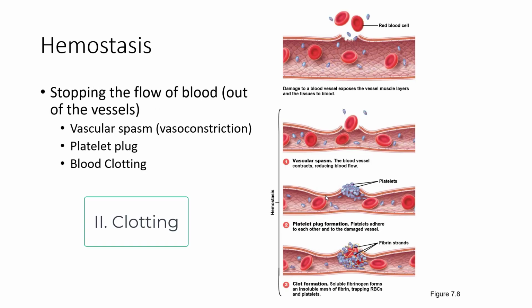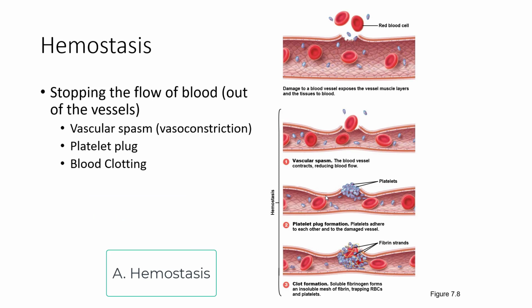Let's talk about clotting. Hemostasis, or blood clotting, is the stopping of the flow of blood, and this happens through several steps. First off, there is a vascular spasm. Smooth muscle that surrounds the arteries or arterioles will constrict, thus reducing the blood flow to the region where there is a cut. Then a plug of platelets will form. This plug of platelets will stop cells from leaving, and then a clot will form with fibrin, causing an insoluble mesh and trapping red blood cells and platelets.